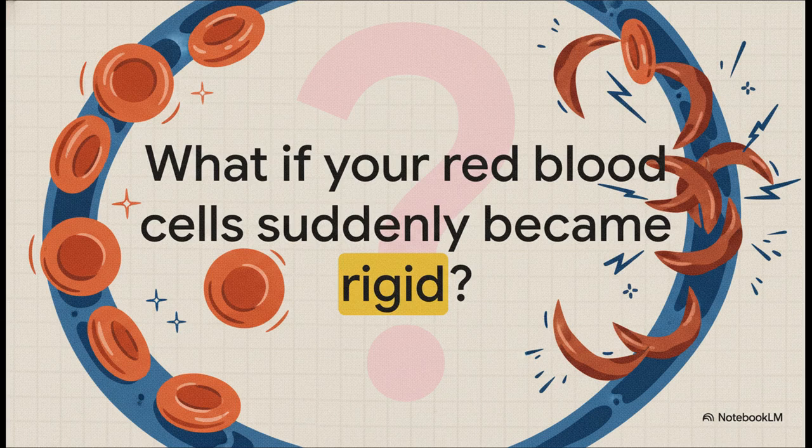I want you to imagine something for a second. Think about your red blood cells. Normally, they're these bouncy, flexible little discs that easily glide through your tiniest blood vessels. But what if they suddenly transformed? Imagine if they changed into rigid, sharp shapes that actively blocked your blood flow. What exactly would happen to your body?